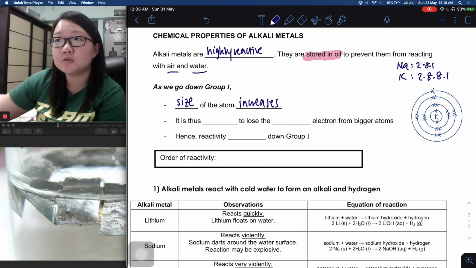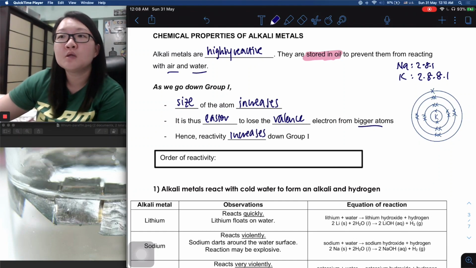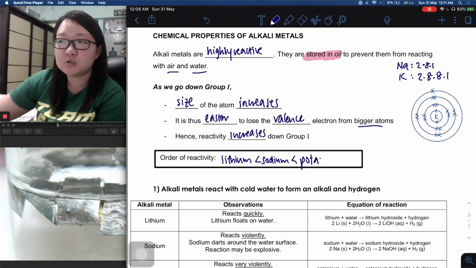Okay, so this one not difficult to understand. Therefore, it is easier to lose the valence electron from the bigger atoms, right? So it's easier for potassium to lose that valence electron compared to sodium. Thus, your reactivity increases down group 1, so that's your trend. Okay, so you can fill in the blanks over here. The order of reactivity is lithium is less reactive than sodium, which is then less reactive than potassium, and so on and so forth. Alright.